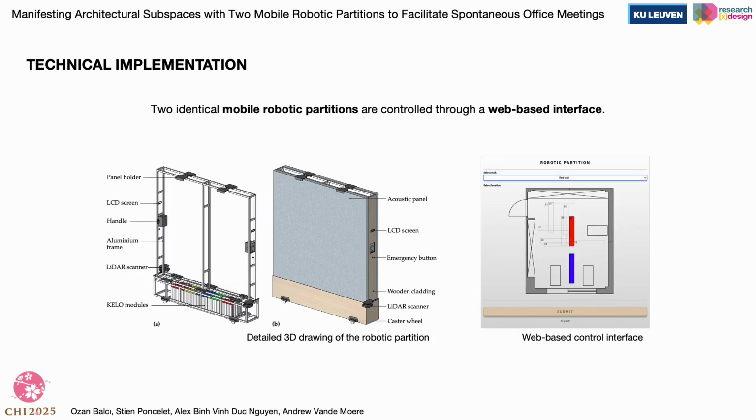We deployed 2 identical robotic partitions. Each partition, designed with acoustic panels and wooden cladding, was built using the Keller Mobile platform for silent and reliable movement. The partitions were deployed using the Wizard of Oz method, where a researcher provided goal points via a web-based control interface, and the partitions autonomously navigated to their destination in real time.